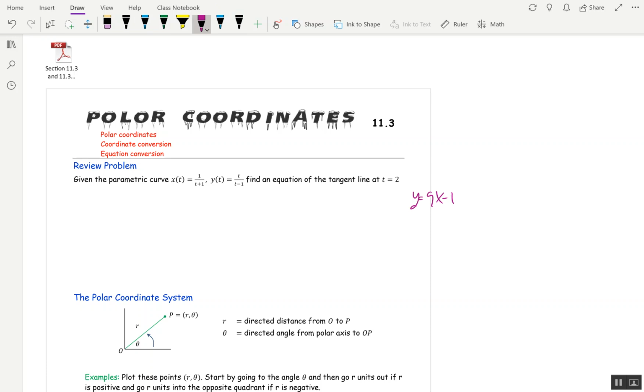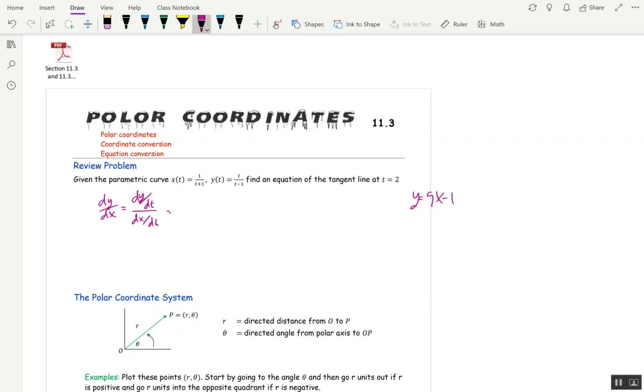Okay, hopefully you did that. And so let's go through the steps. First, we need the slope of our tangent line. So let's find the slope in general, and then find the slope when t is 2. So the formula for the slope of a parametric curve is dy/dx equals dy/dt over dx/dt.